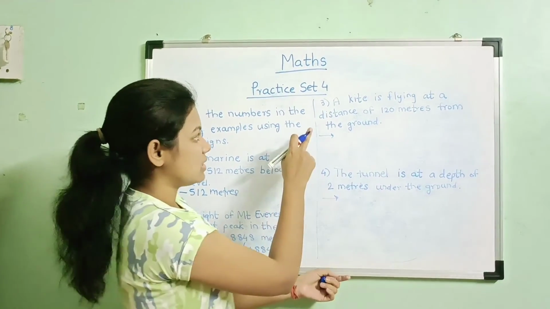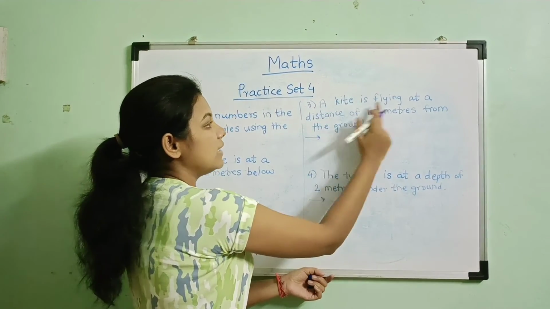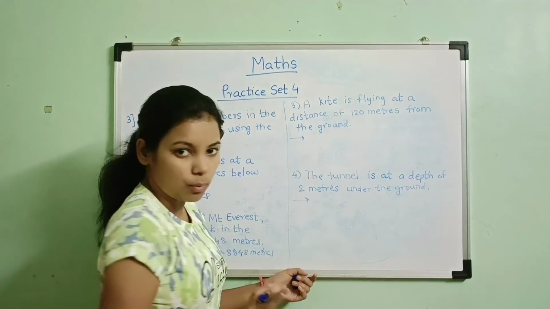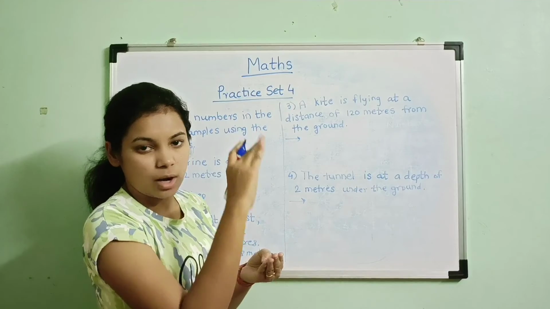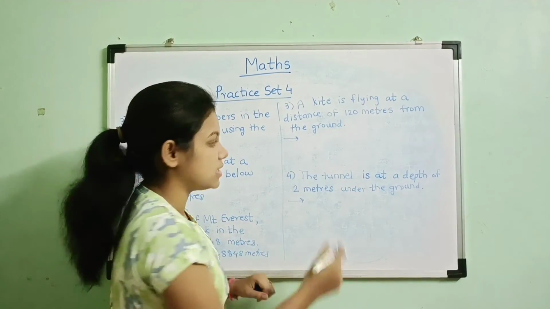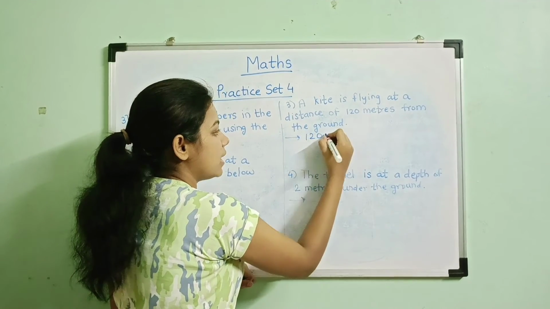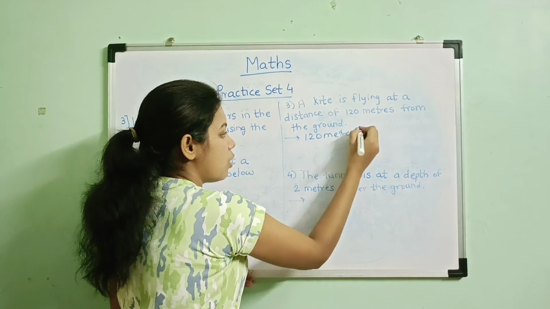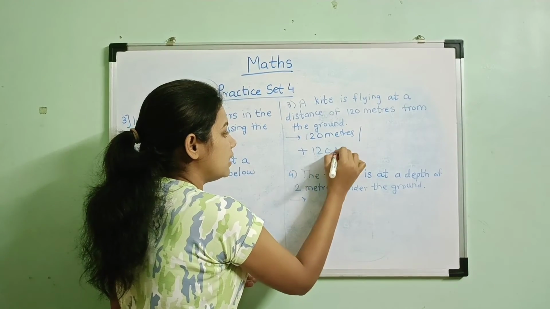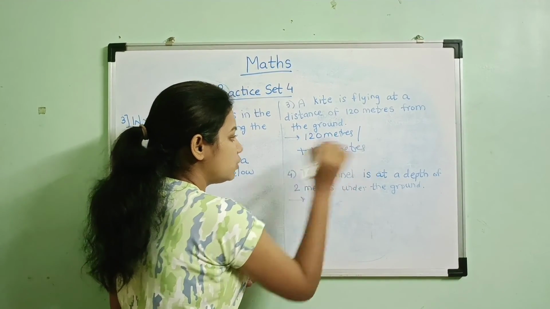Okay. Now considering the third sub question, a kite is flying at a distance of 120 meters from the ground, which is above the ground, and obviously if we are considering above the ground, the sign will be positive. Our answer will be 120 meters, or you can simply write this as positive 120 meters.